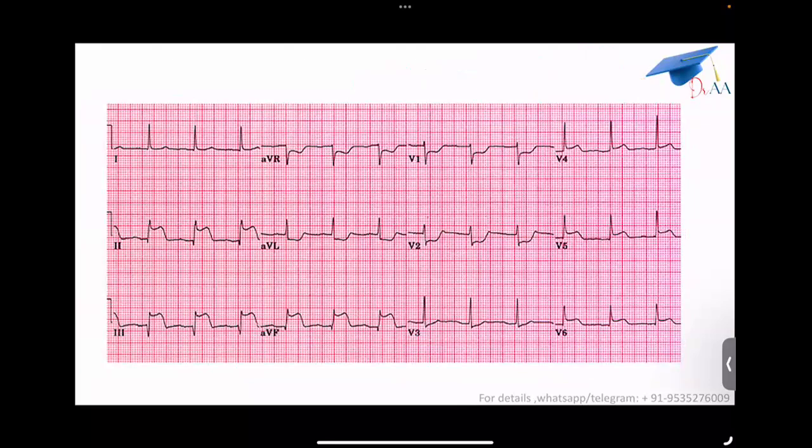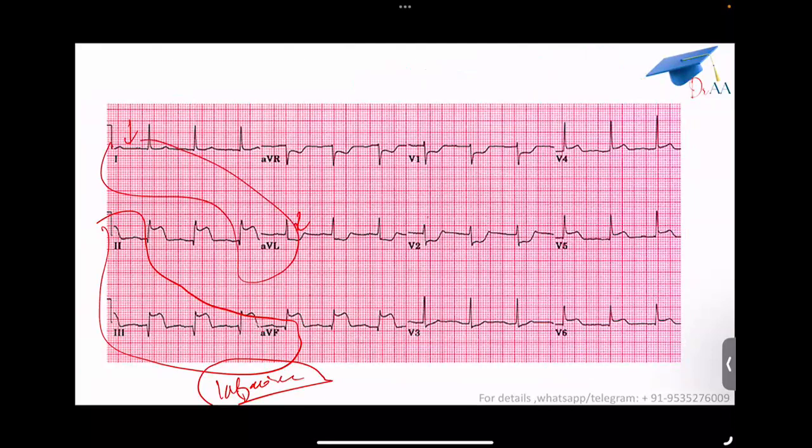Here we are seeing an ST segment elevation in II, III, aVF. This is an inferior wall MI. Remember that in an inferior wall MI, there might be reciprocal changes in lateral leads. What do I mean by reciprocal changes? There might be ST segment depression with T wave inversion in the lateral leads, that is I, aVL and V5, V6.